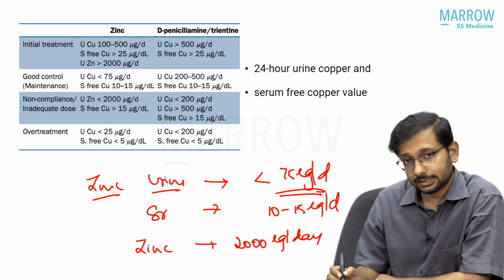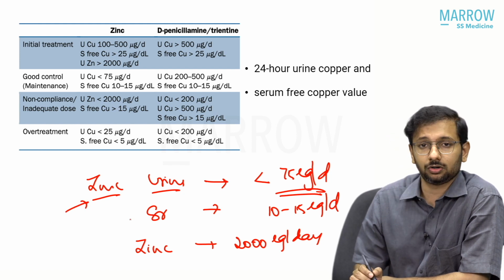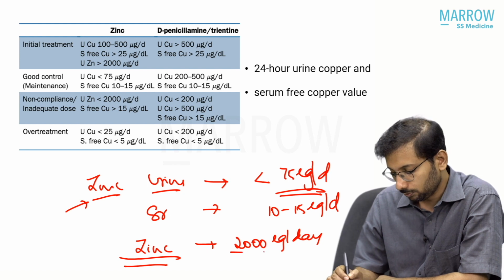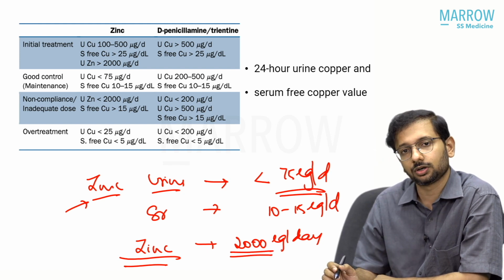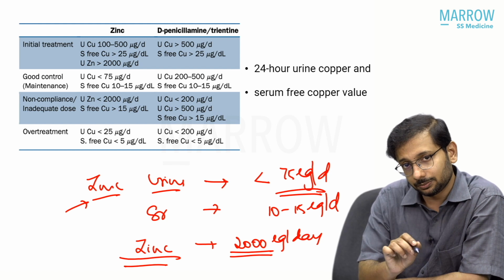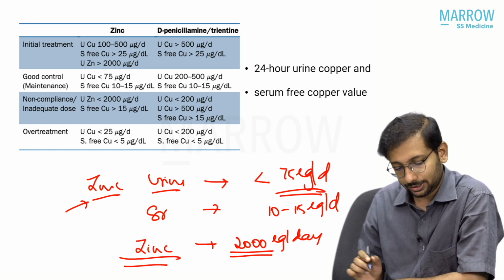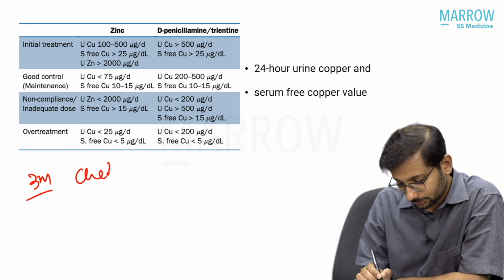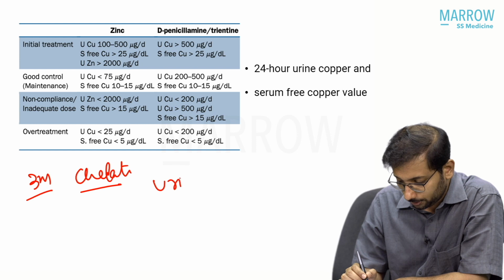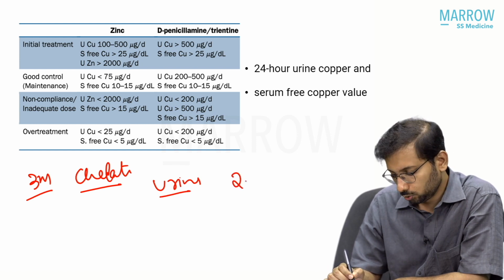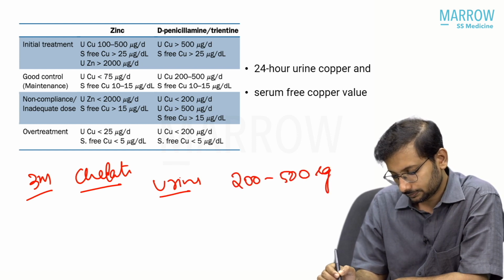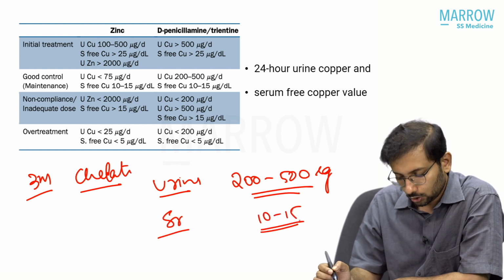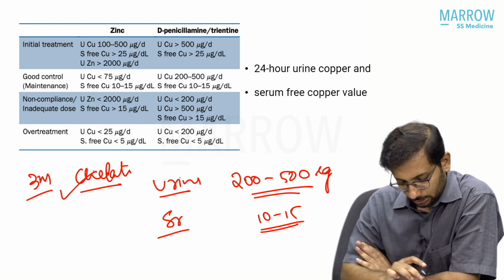So, technically, when you give zinc, all you have to do to see good compliance is just look at urine zinc. A 24-hour urine zinc of more than 2000 micrograms per day tells you the patient has good compliance, whether at initiation of treatment or after 3 months. After 3 months for the chelators, the urine copper would have come down to 200 to 500 and serum copper would have normalized to 10 to 15. So you know the chelation is working.